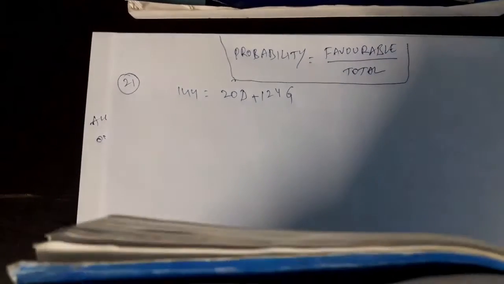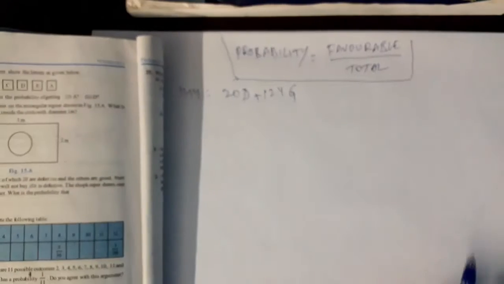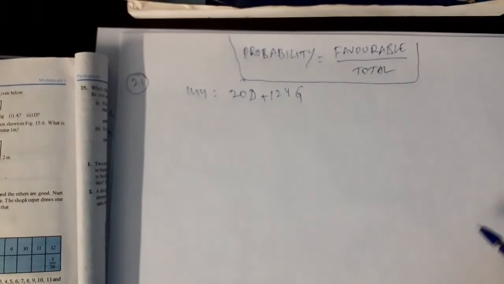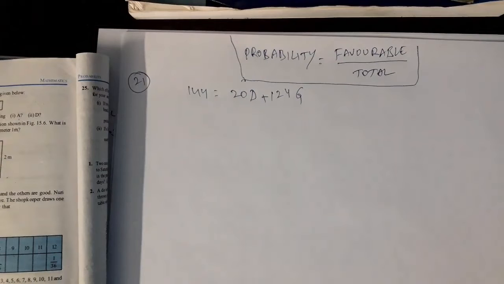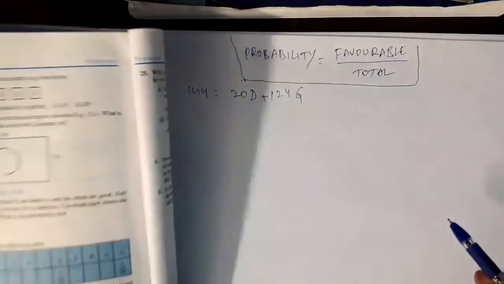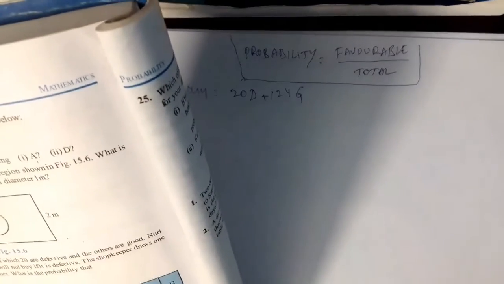Noori will buy a pen if it is good, but will not buy if it is defective. The shopkeeper draws one pen at random and gives it to her. So what the shopkeeper is saying, he is giving one pen out of this 144. Noori is opening the pen and writing. If it writes, she can decide that it is a good one, she will take. If it does not write on the paper, she can decide that it is a defective one, she will not purchase. That is the condition. He is taking one by one from this.